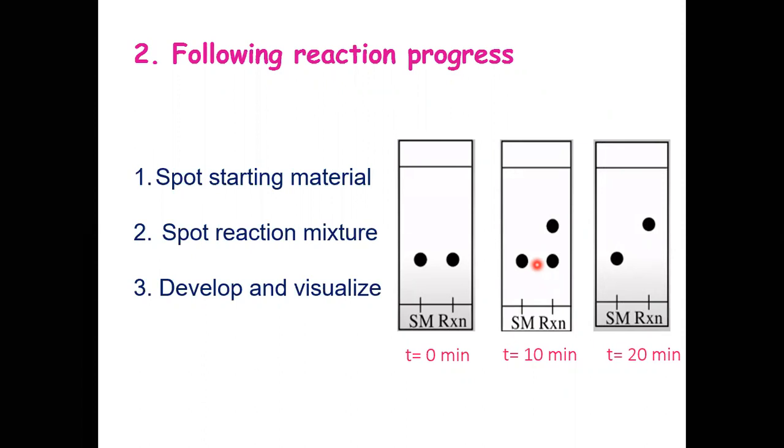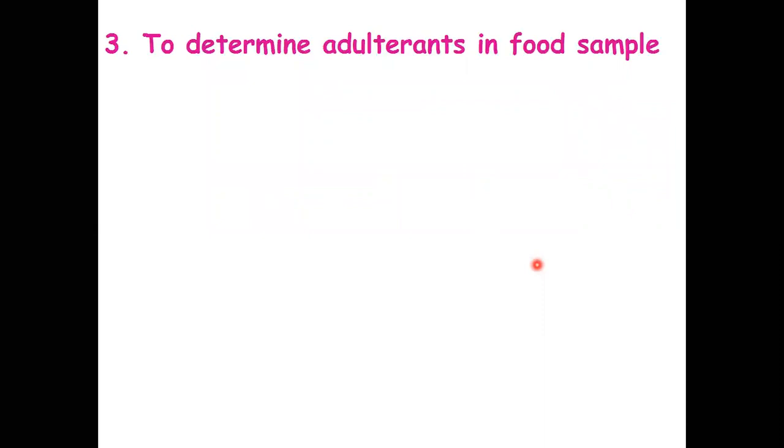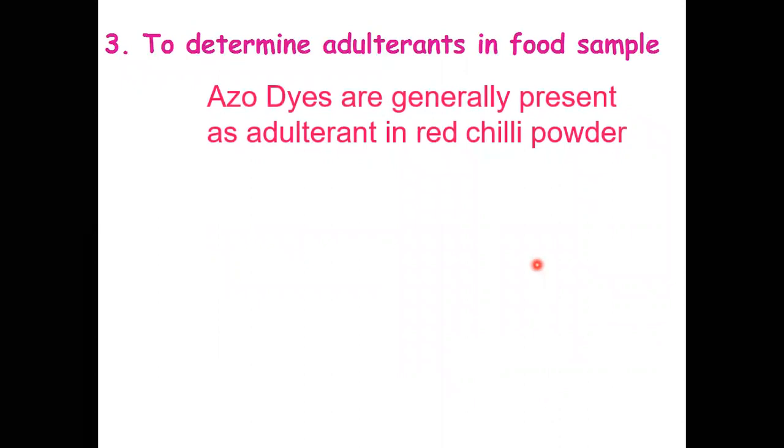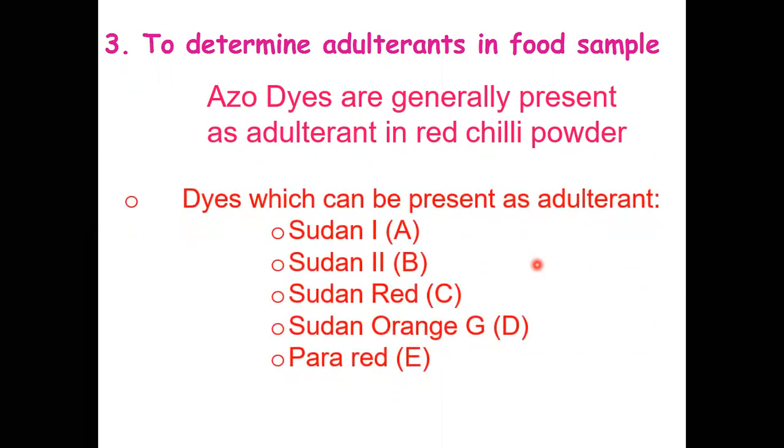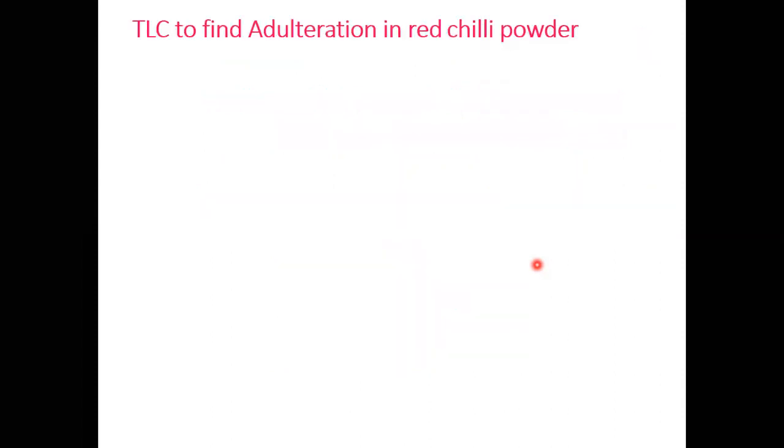So on the basis of this type of study, we can conclude how much time is required for a particular reaction. Third application: with the help of TLC, we can find out the presence of adulterants in food samples. In red chili powder, azo dyes are generally present as adulterants. These azo dyes are carcinogenic in nature, and generally Sudan 1, Sudan 2, Sudan red, Sudan orange G and para red dyes are used for adulteration.